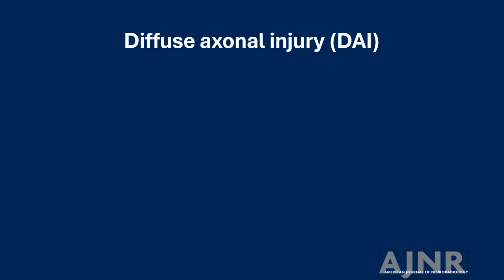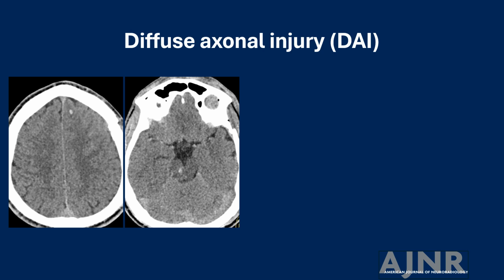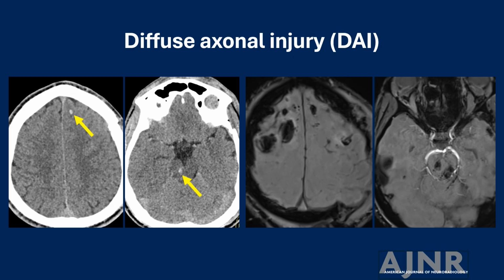Another form of parenchymal injury that we can see is called diffuse axonal injury, or DAI. In this case, we can see that there are tiny hemorrhages in the left frontal lobe at the gray-white junction, as well as in the right midbrain. On the follow-up MRI, we can see that there is indeed susceptibility associated with those hemorrhages, but there are also other foci of susceptibility that we did not see on the initial CT.